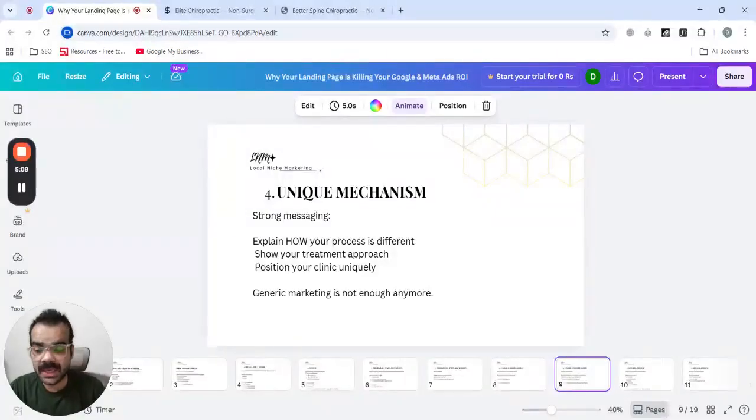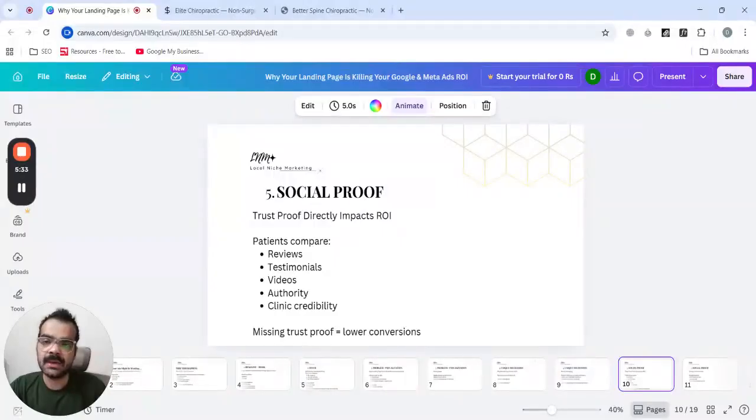This is again a way to differentiate yourself from what other people are offering. You can curate your content. Maybe you can add a video explaining all the unique elements of your treatment, and this way you can be differentiated. Now, the fifth section and the most important section is social proofing.